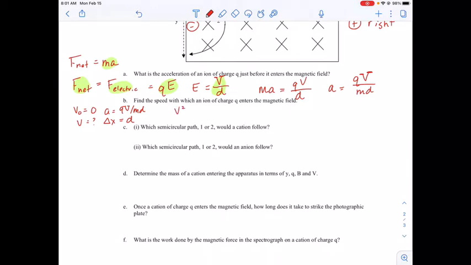So I can use a kinematic equation. v squared equals v naught, which is 0, plus 2 times the acceleration, QV over MD, and then delta x is D. So then I would solve this for velocity, and I would get the square root of 2QV over m.